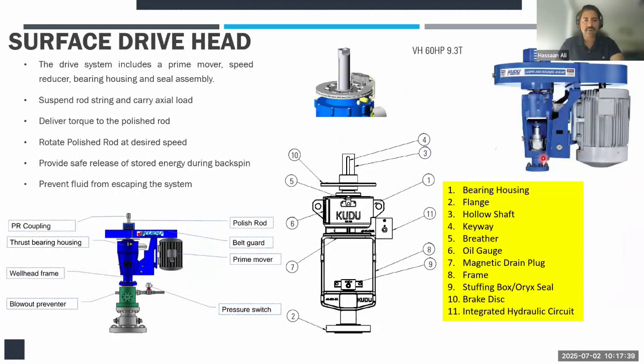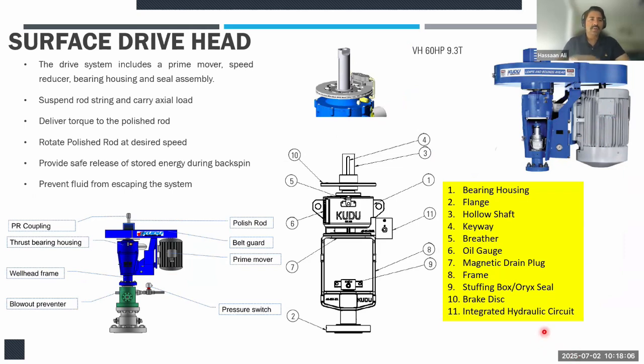And then we have a surface drive head. We saw a picture of it. Now this is a more clearer picture. You have your motor, which is connected through a pulley over here. Then a belt will transmit that to another pulley right over here. And then this pulley will drive what we call the polish rod. This polish rod is actually connected with a series of sucker rods all the way to the rotor.